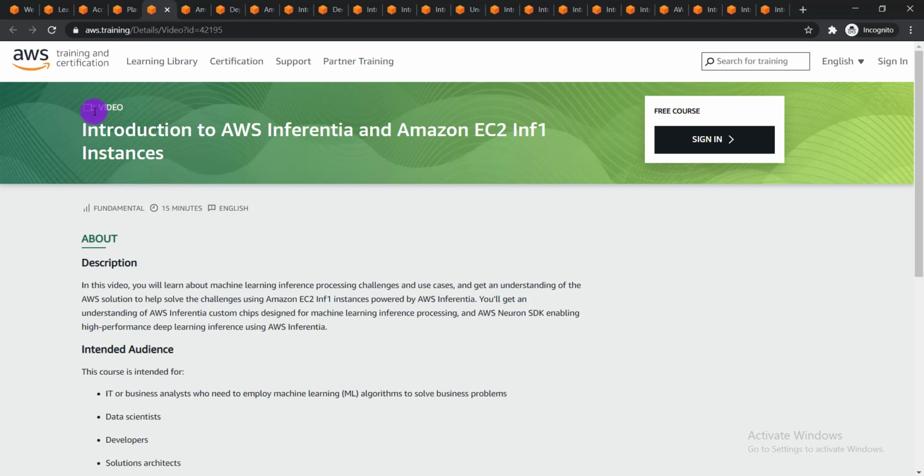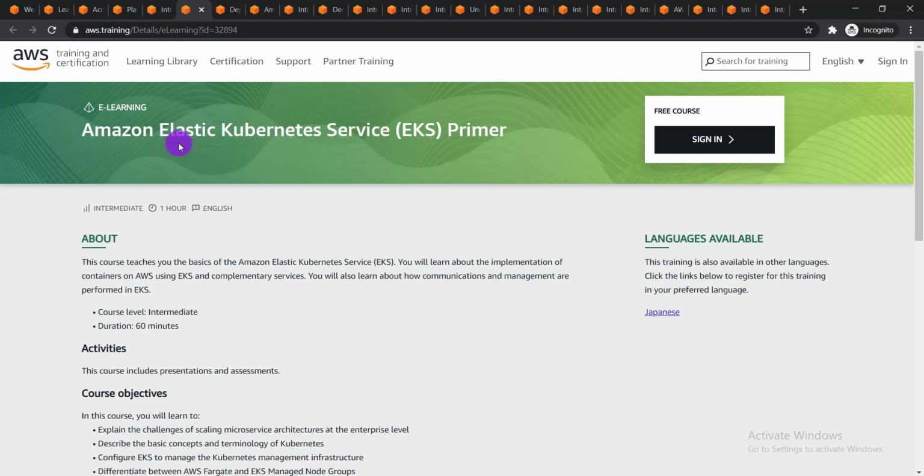And here the third course is Introduction to AWS Inferentia and Amazon EC2 F1 instance. It is also fundamental course, and the duration of this course is 15 minutes. And the next course is here, Amazon Elastic Kubernetes Service EKS Primer. It is intermediate course, and the duration of this course is 1 minute.